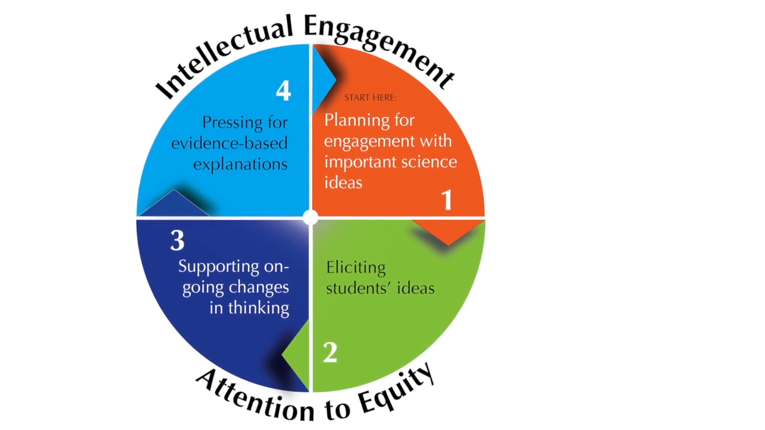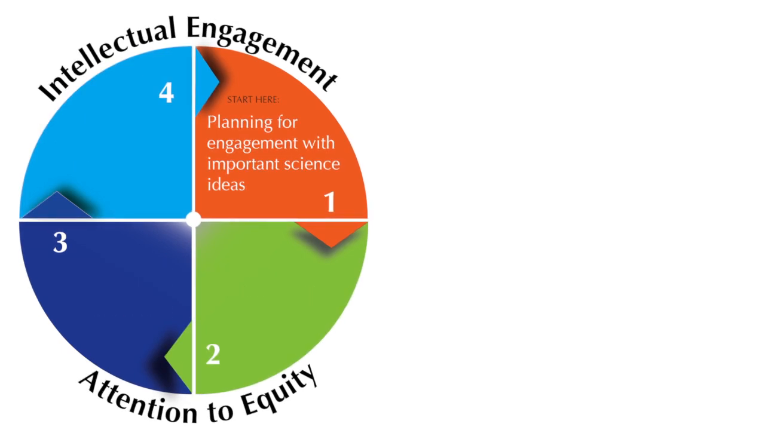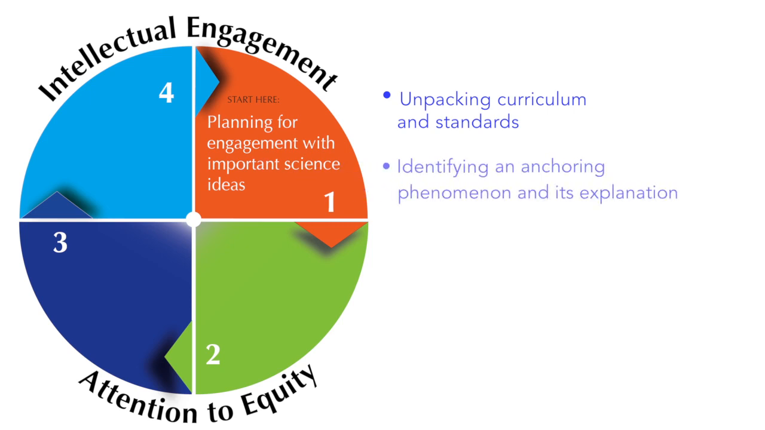If we think about the 4 sets of core practices, we're now in the upper right-hand quadrant. This kind of planning involves 3 practices that build upon one another. The first practice is unpacking and prioritizing the science ideas in the curriculum and the standards. The second practice is identifying an anchoring phenomenon and developing a causal explanation for it. The third practice uses this causal explanation together with the standards to develop a sequence of learning activities for students.